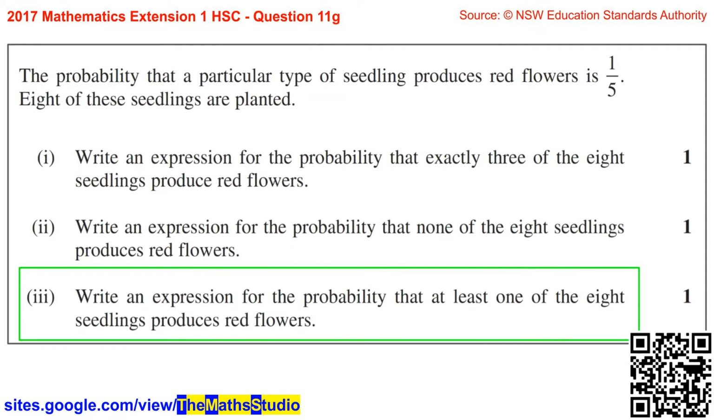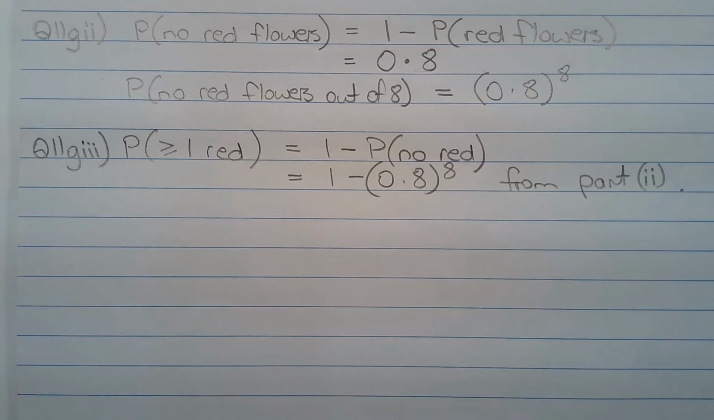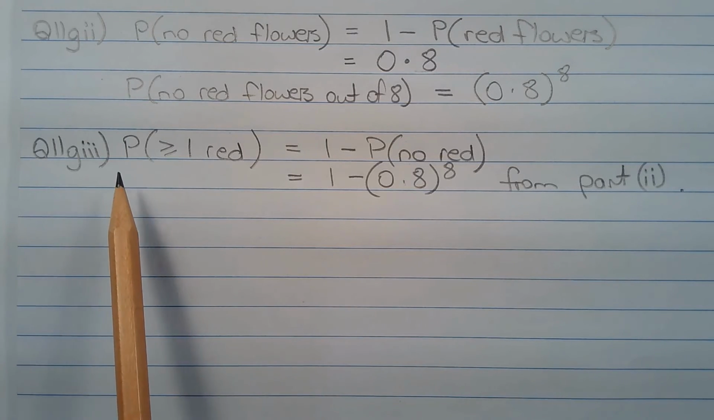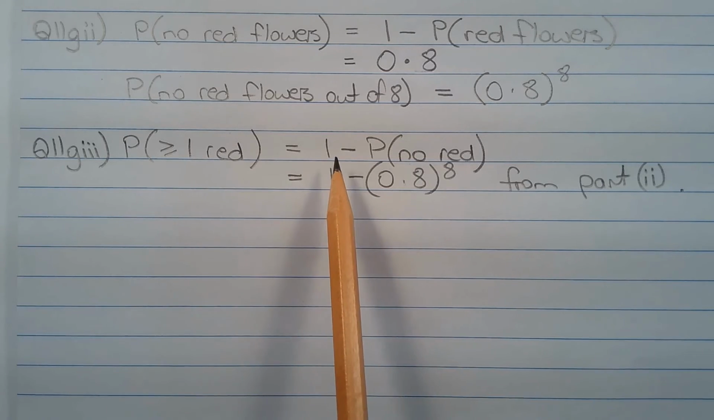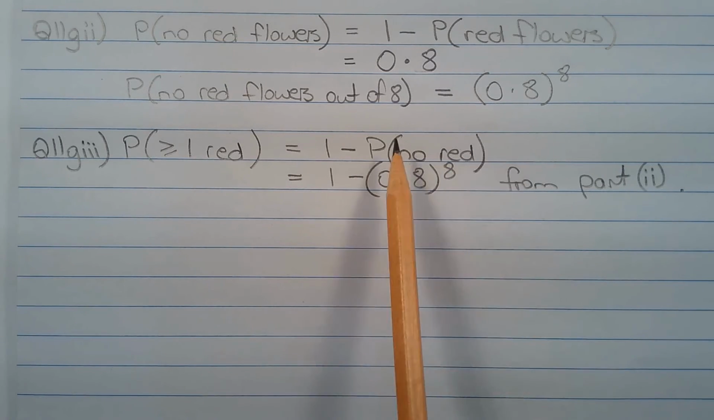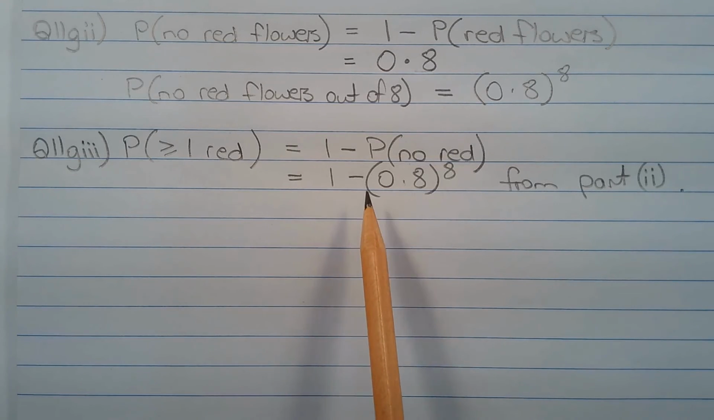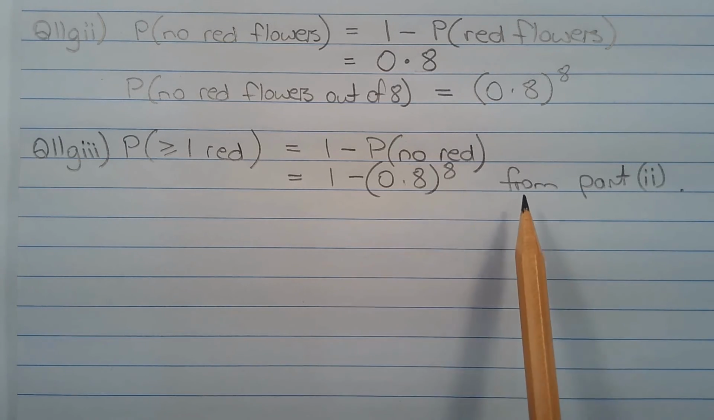Part 3. Write an expression for the probability that at least one of the 8 seedlings produces red flowers. Similar to the strategy used to answer Part 2, by the law of complements, the probability that at least one seedling produces red flowers is equal to 1 minus the probability that no seedlings out of the 8 produce red flowers, which equals 1 minus 0.8 to the power of 8 from Part 2.